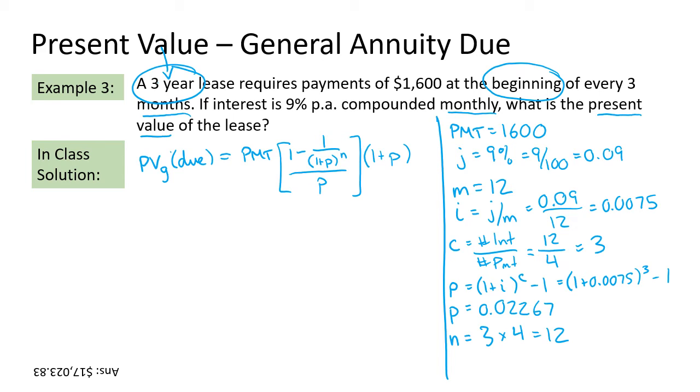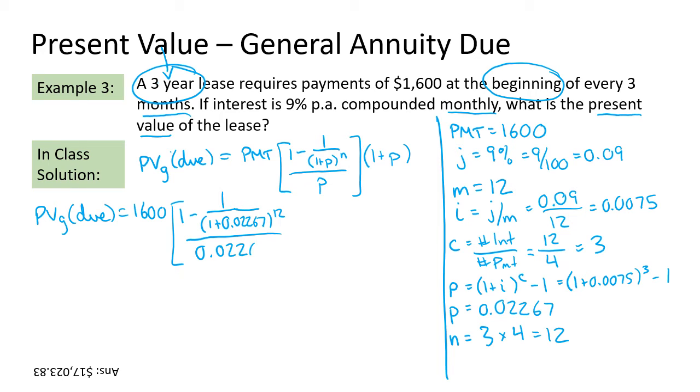So if I substitute all these values in, our present value for this general annuity due is equal to our payment, 1,600, multiplied by 1 minus 1 divided by 1 plus the equivalent interest rate, 0.02267, to the exponent 12, divided by the same equivalent interest rate, 0.02267, multiplied by 1 plus the equivalent interest rate, 0.02267.